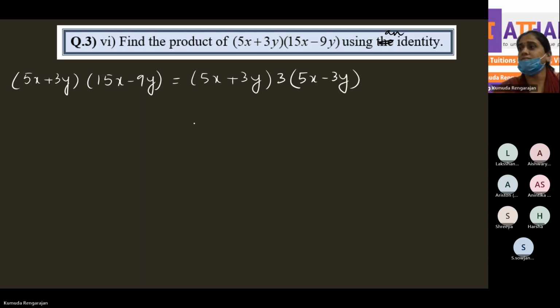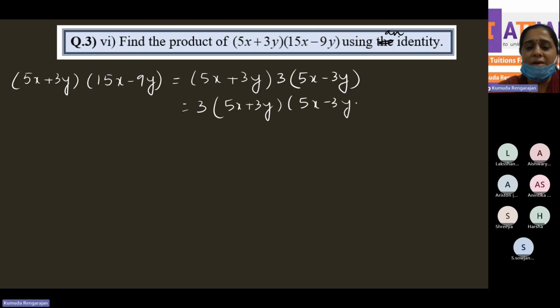Yes or no? Because when you take out 3 common, 3 into 5 is 15x, and 3 into 3 is 9y. In the second bracket, there is 3 common. Bring out 3. So now it's a product: 5x plus 3y into 3 into 5x minus 3y. Take the 3 in the front, and it's 5x plus 3y into 5x minus 3y.